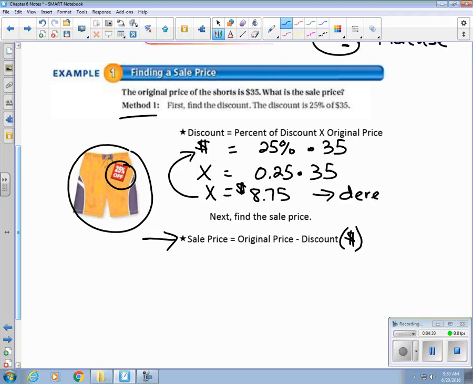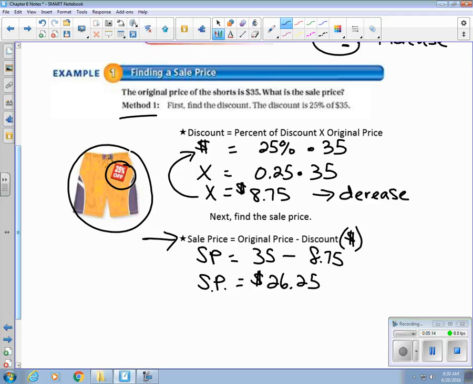This is how much money, it's a price decrease. So this is how much money we have to subtract from the original price. All right, because it's a sale price. So down here, the sale price, which we'll call SP, is equal to the original price, which was $35, minus the discount dollars that we just figured out. That's $8.75. So the sale price is going to be equal to 35 minus 8.75, which is equal to $26.25. So that's one way to figure it out.